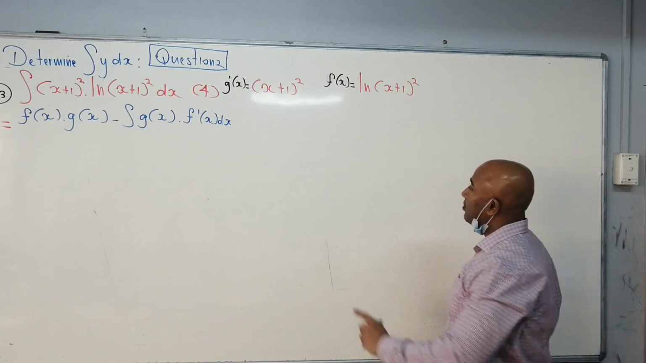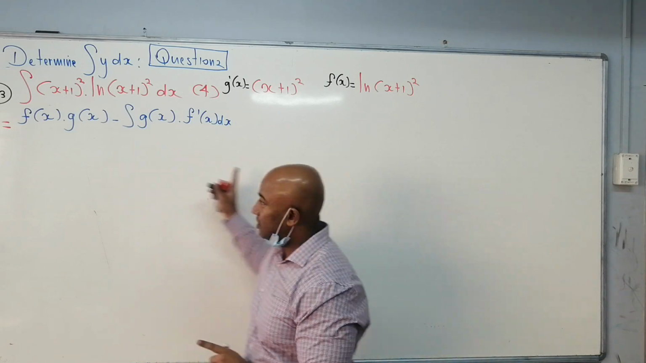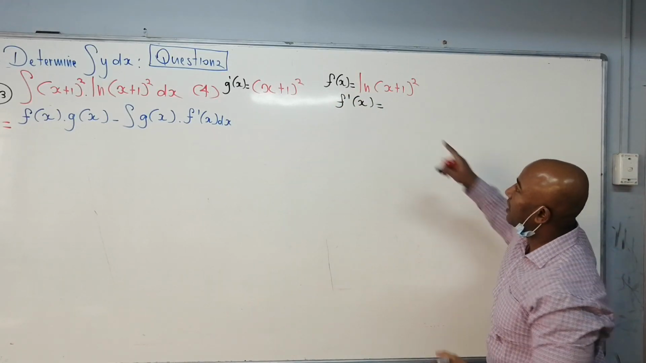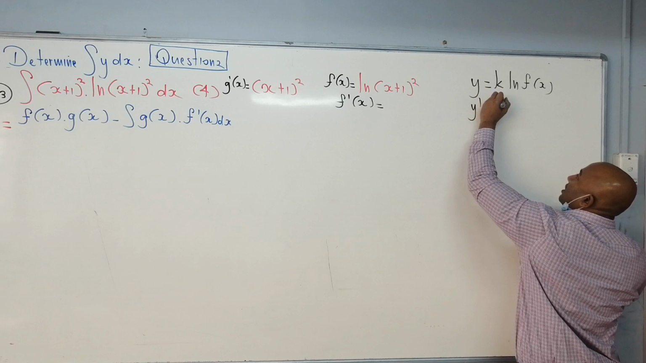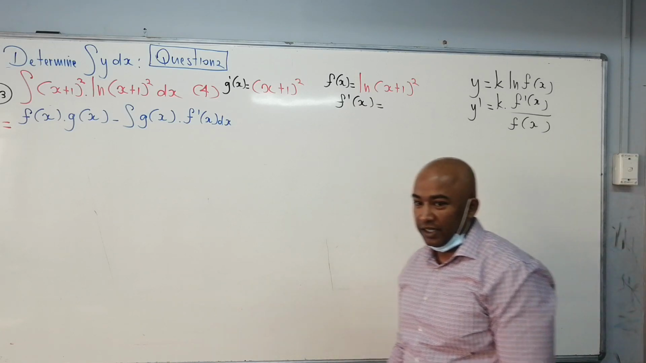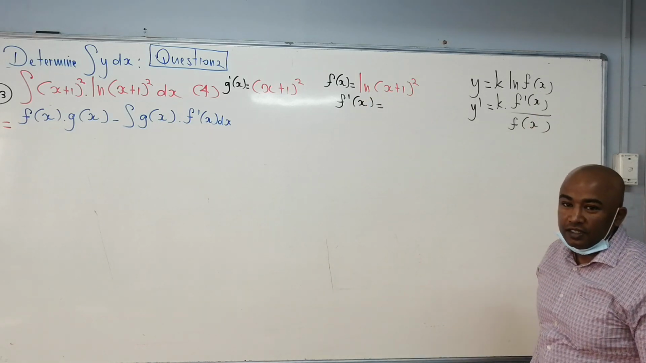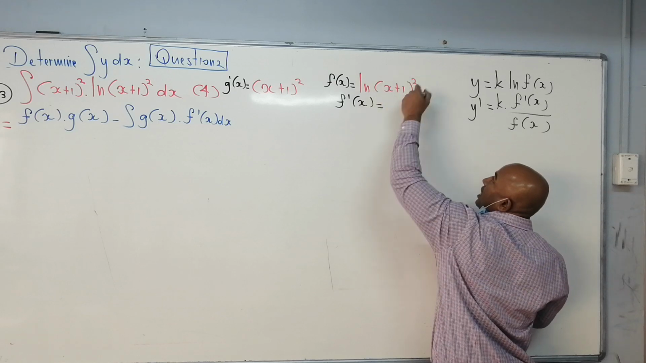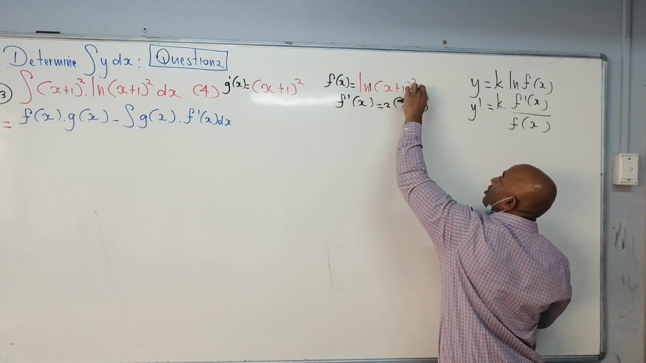Okay, so now the formula requires f prime x and g of x. We only have f of x, so let's find f prime x. So how do we differentiate this? If y is equal to k ln f of x, to differentiate, it's going to be f prime x all divided by f of x. You must have this in your head, the differentiation formulas. So f of x here is x plus 1 all squared. Now if I differentiate this, I'm going to use the chain rule. So that's going to be 1 times 2 there, which is going to be 2 x plus 1, 2 minus 1, which is 1.